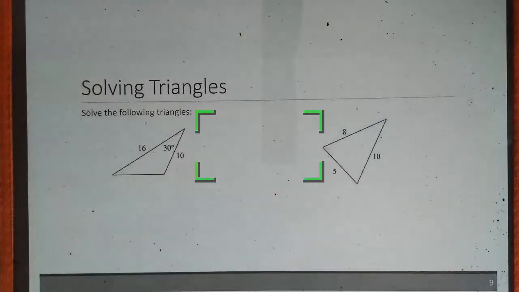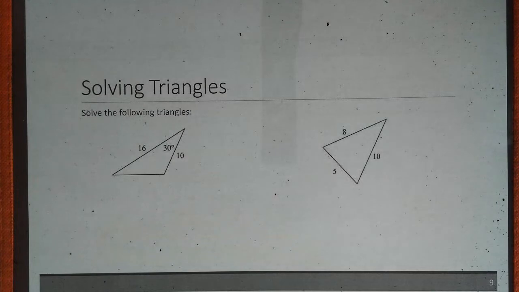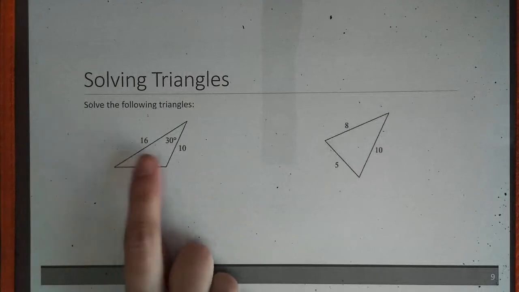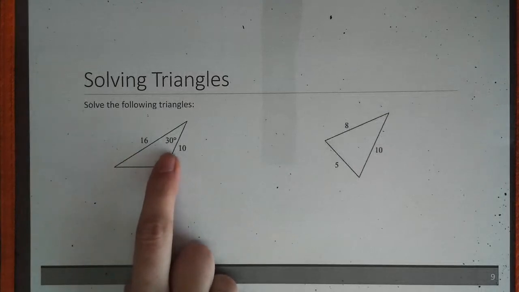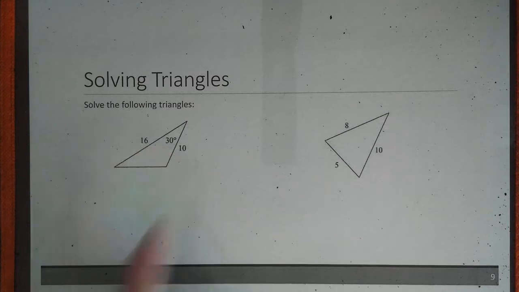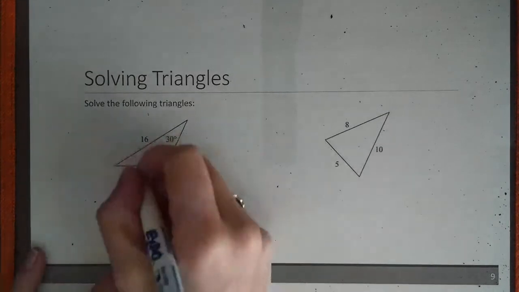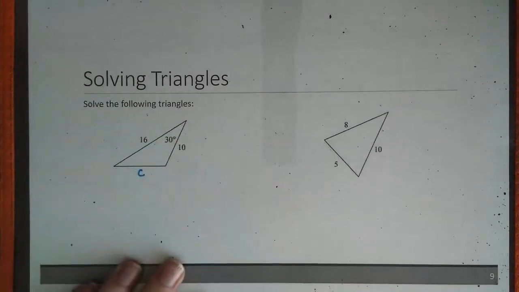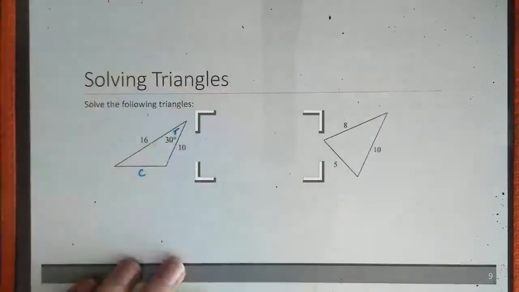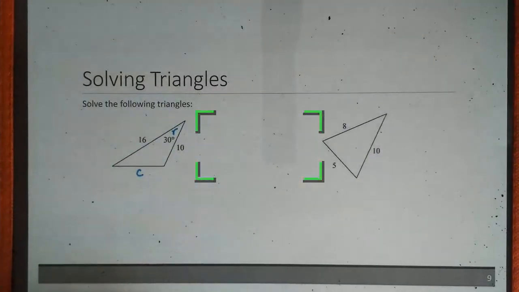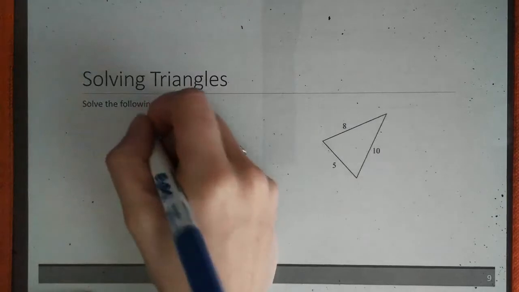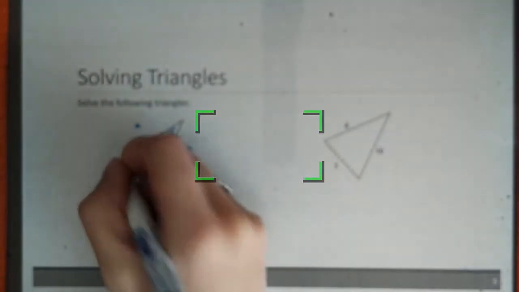So here we have the two triangles that were on the very last slide of the law of sines, and we're going to try to solve them now. Taking a look at this where we have a side of 16, a side of 10, and the included angle 30 degrees, because it's between the two, I'm going to call this side C. That would make this angle gamma, or capital C if you're using the formula sheet. And then I'll just call this side A and this side B, which would put this as alpha and this as beta.